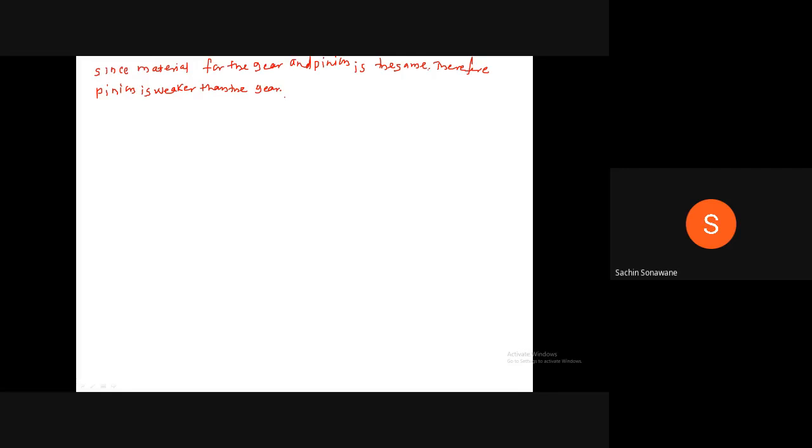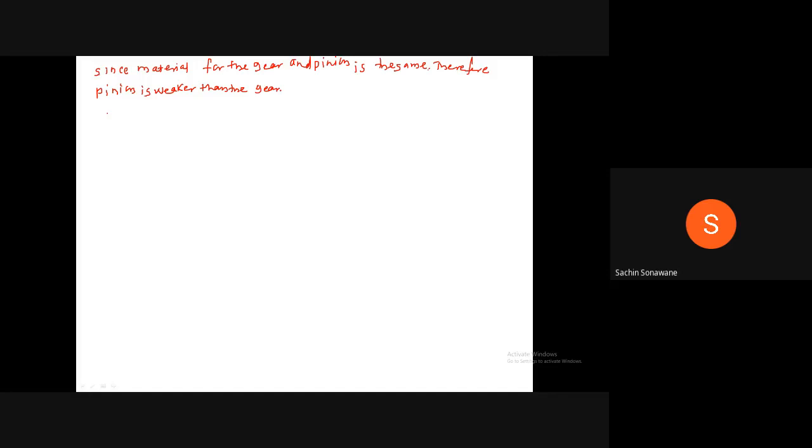And when material is different, at that time we have to calculate the value of sigma b into y, and the value which is minimum, for that gear or pinion we have to design. Therefore, since here material for the gear and pinion is same, that is steel material, therefore pinion is weaker than the gear. Therefore, first we will design only pinion, or we will calculate the power transmission based on the dimensions of the pinion. Therefore, first of all, they have given us SUT.